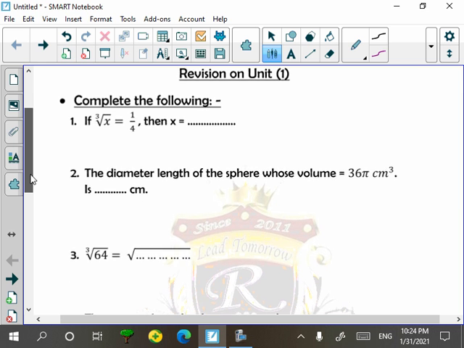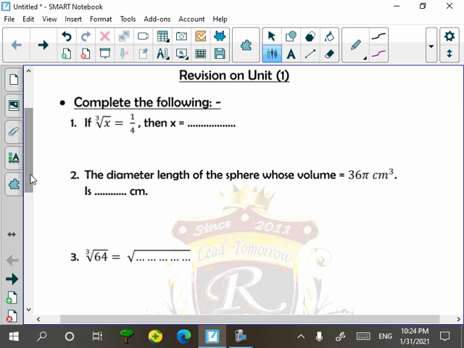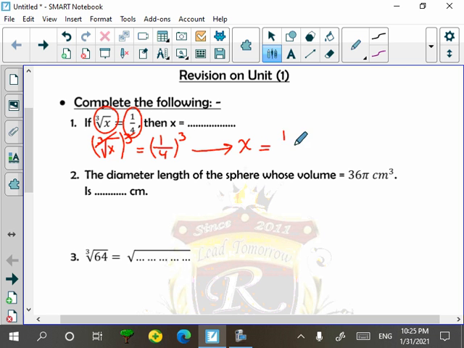Complete the following. If the cubic root of x equals 1 over 4, then x equals... okay, how can we cancel the cubic root? We will take the power 3 for both sides, then the cubic root of x, power 3, equals 1 over 4, power 3. Power 3 will cancel the cubic root, then it will be x on the left hand side, equal to 1 over 4 power 3, which equals 1 over 64. Then x equals 1 over 64.